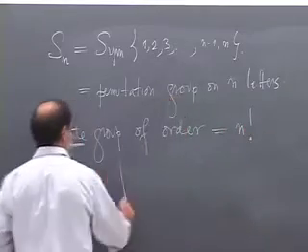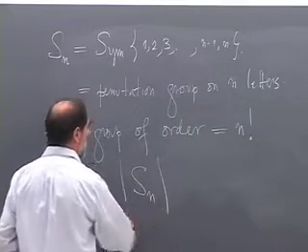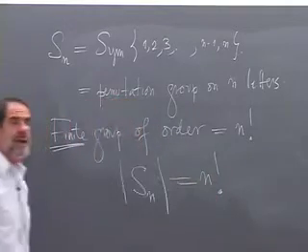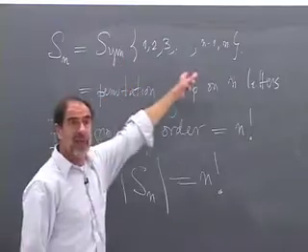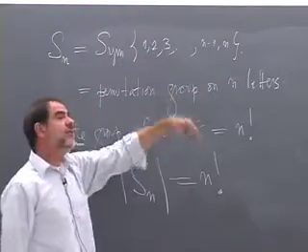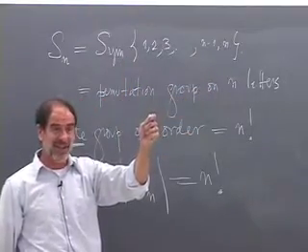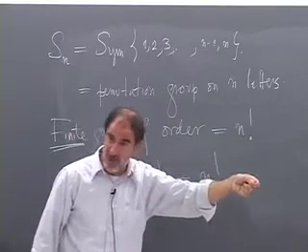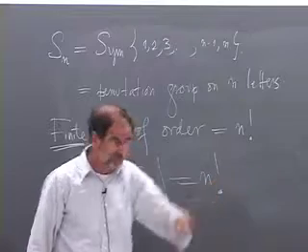I might write that this way. This is the way Artin would write that. The order of the symmetry group Sn is n factorial because there are n factorial ways to permute n letters. Why? Because there are n choices for the letter you take first. And then there are n minus 1 choices for the letter you take second. And then there are n minus 2 choices for the letter you take third.